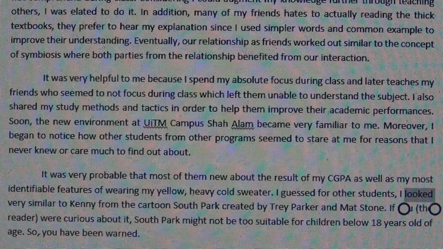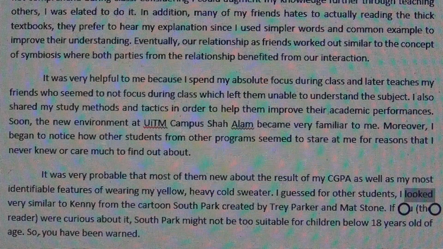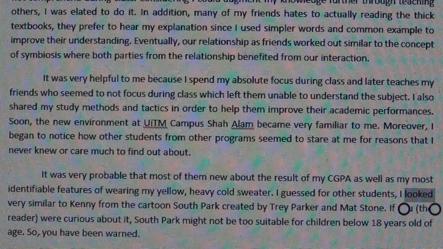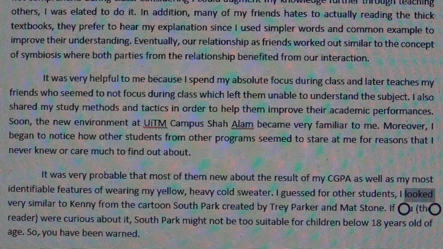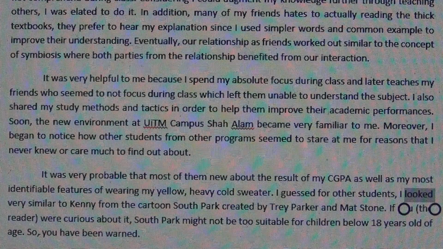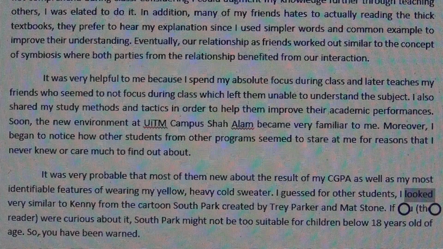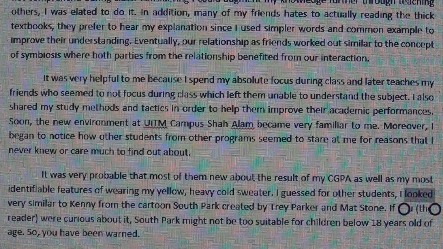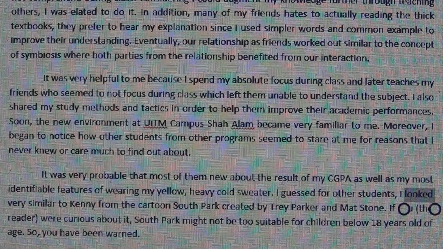Soon, the new environment at UiTM campus Shah Alam became very familiar to me. Moreover, I began to notice how other students from other programs seemed to stare at me for reasons that I never knew or cared much to find out about. It was very probable that most of them knew about the result of my CGPA as well as my most identifiable features of wearing my yellow heavy cold sweater.